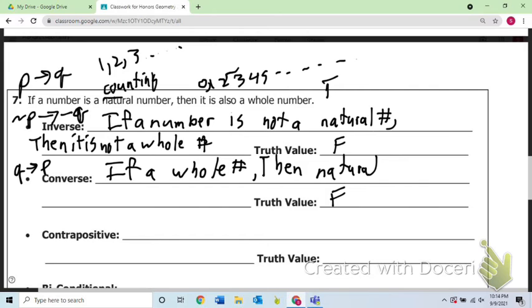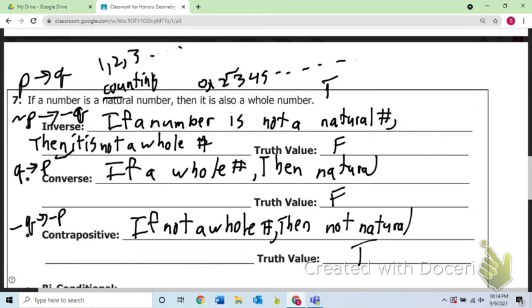Then we have our contrapositive, which is where we go if not Q, then not P. So we not only flip it around, but we then negate it as well. And this says if it is not a whole number, then it's not a natural number. And that's true, because all natural numbers are also whole numbers. So if we know that it's not a whole number, we know it's also not a natural number.